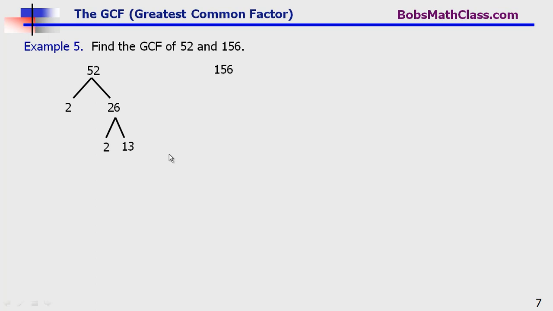And now do the same thing with 156. Let's see, what could we use for 156? We could use 2 again, because it's even. The last digit is an even number, so 2 goes into 156 78 times. And then 78, I could use 2 again, because it ends in an 8. 2 times 39. 39, I can't use 2, because it ends in a 9, but we could use 3. How many times does 3 go into 39? Right, 13 times. So now write it in a row.